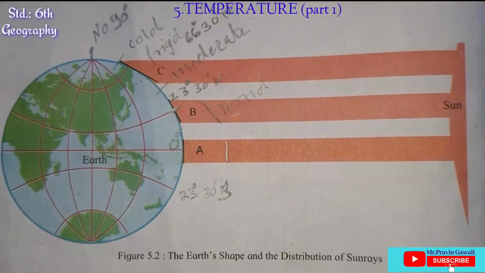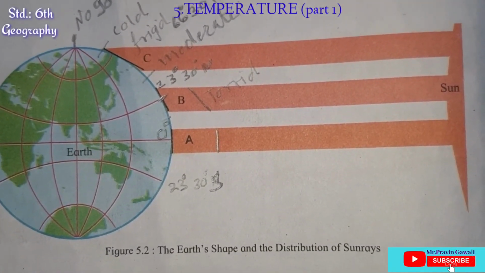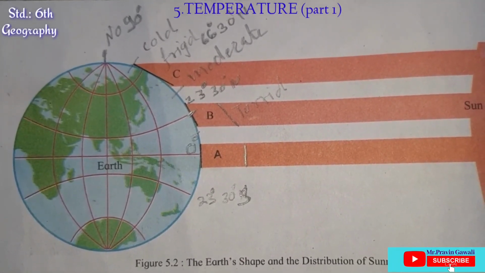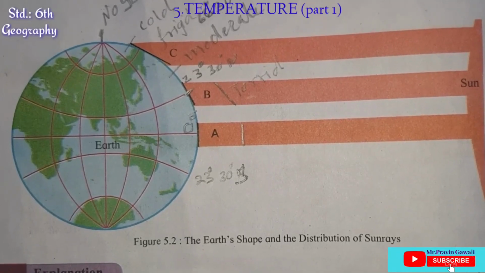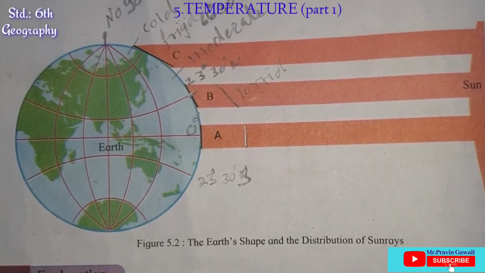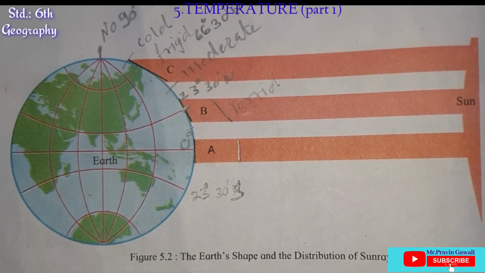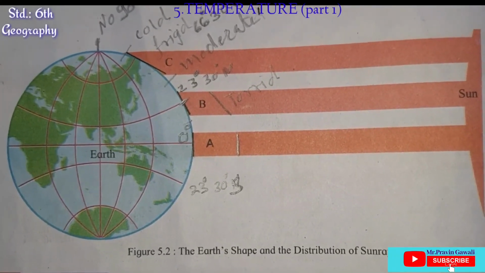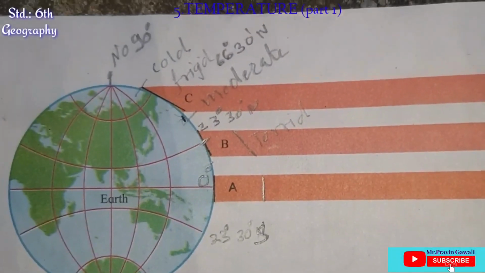Have you understood now how the sun rays are distributed? Due to the uneven distribution of sun rays, the temperature divisions are different. 0 degree to 23 degree 30 minutes north is known as the torrid zone, or the hottest zone on the earth's surface. Then 23 degree 30 minutes north to 66 degree 30 minute north is the moderate region, where the temperature is moderate. And 66 degree 30 minutes north to 90 degree is the frigid zone. So on the earth there are three zones of temperature: torrid zone, moderate zone, and frigid zone.